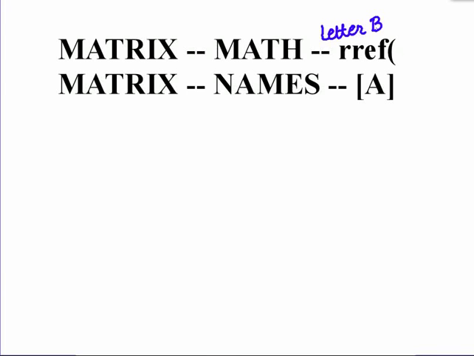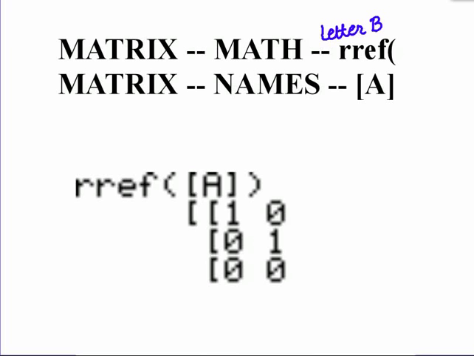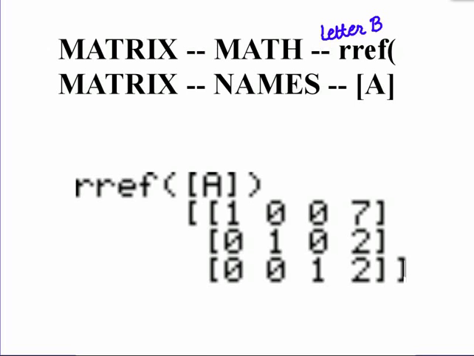Then your next step, go back into matrix, go back into names, and then A, and hit enter. Okay, and then press enter again. What's going to end up happening when you do that is you're going to get something that looks like this. Now, what exactly does that mean? Well, that's a good question.